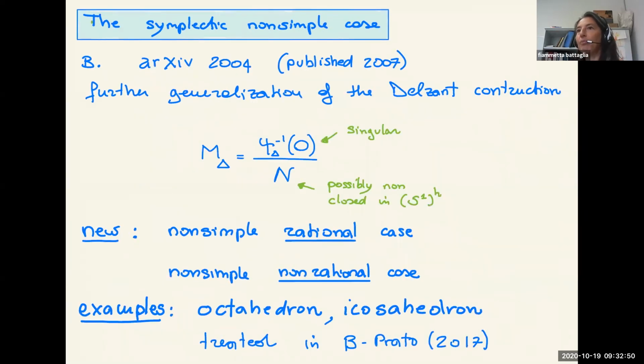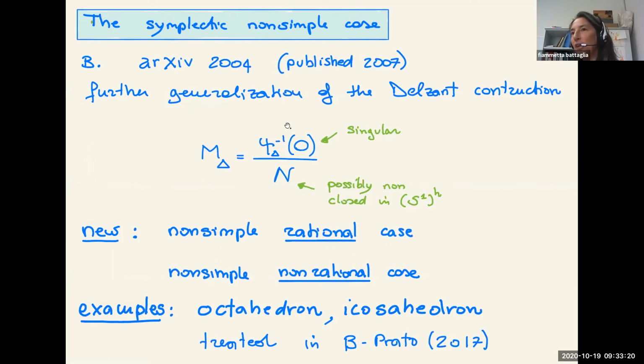So again, what we can do is further generalize the Delzant construction. As Elisa said, we just follow the Delzant construction step by step until the very end, and we get a quotient of the same kind. So we have the level set of the moment mapping and this group N.